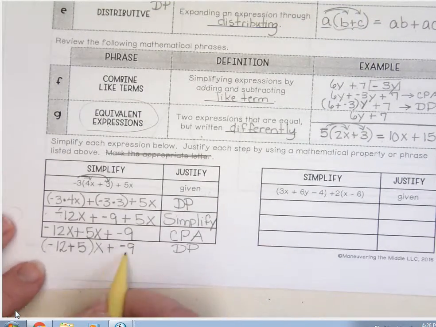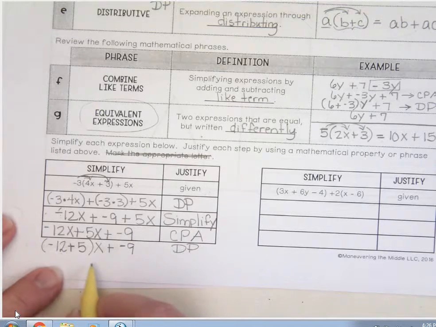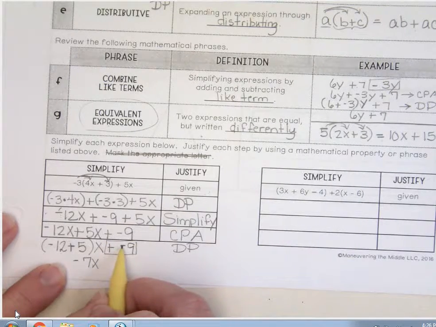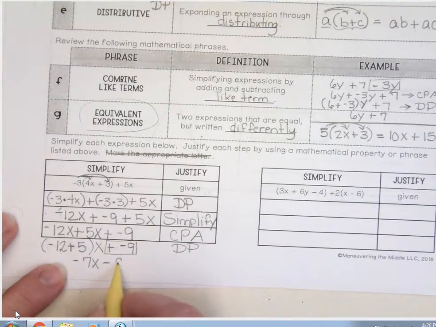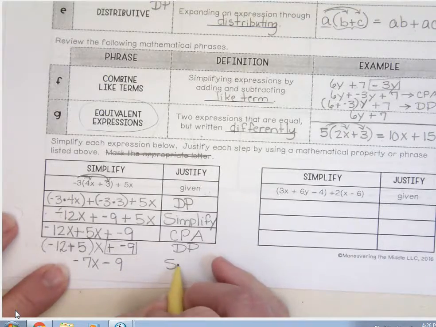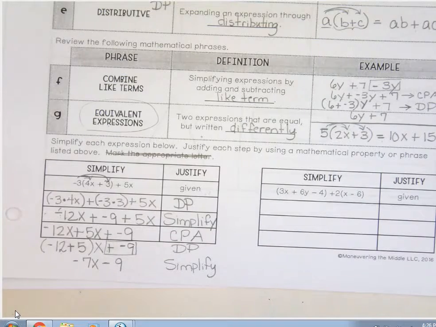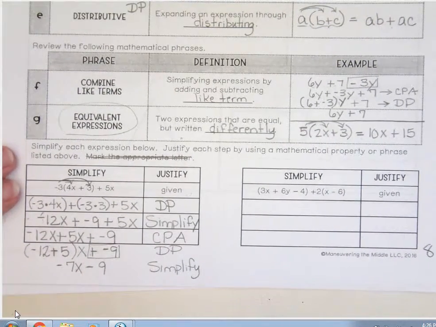And now I'm going to simplify because that will give me a negative 7x. I'm also going to simplify at this point that double sign, add a negative, subtract a positive, and we are done. Now, what I'm going to show you in the next example is how we can eliminate one of these steps.